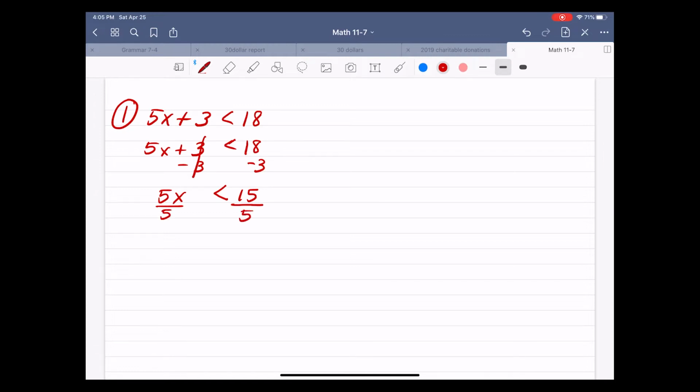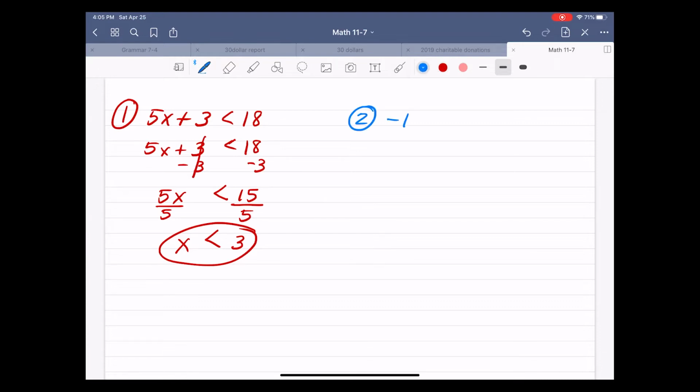Now I've got to divide by 5 so that I can get x alone. 5 divided by 5 is 1. 1 times x is x. x is less than 3. So in this answer, the values that would be included are all numbers less than 3. Number 2.